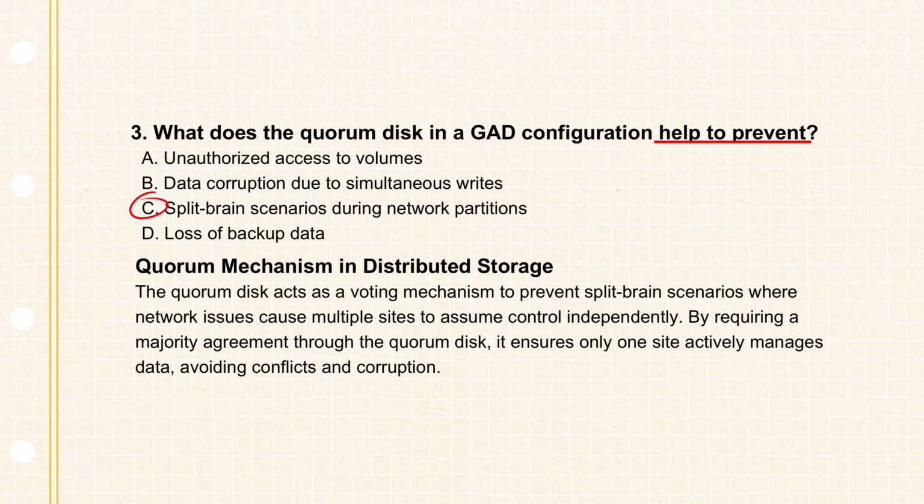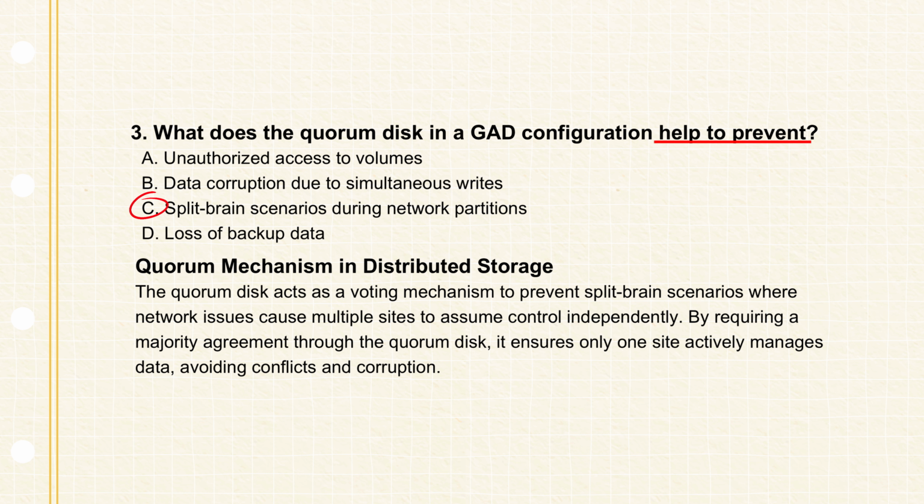Which is potentially a terrible situation. It can happen if, say, network problems break the link between the two GAD sites. Without some kind of tiebreaker, both sites might wrongly think they're the primary one. They could start accepting different data changes, and suddenly your data is inconsistent across the sites. Oh, that's bad. So the quorum disk acts as that tiebreaker. It helps decide which site gets to stay active, avoiding that data divergence. Preventing split brain. That's a fascinating detail about how these systems keep data integrity solid, even when the network hiccups. It's not just about copying data, it's about coordinating who's actually in charge during a potential crisis. Precisely. Coordination is key.